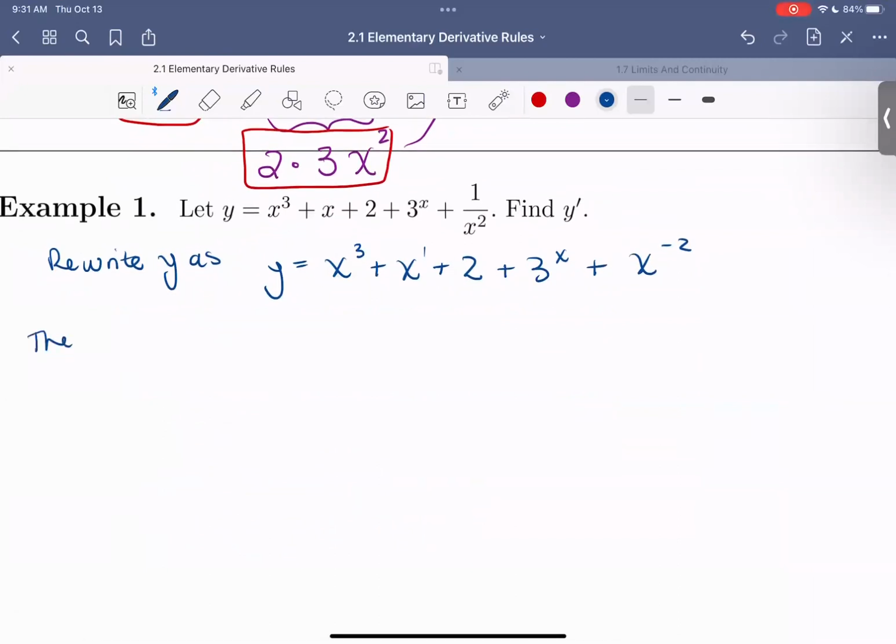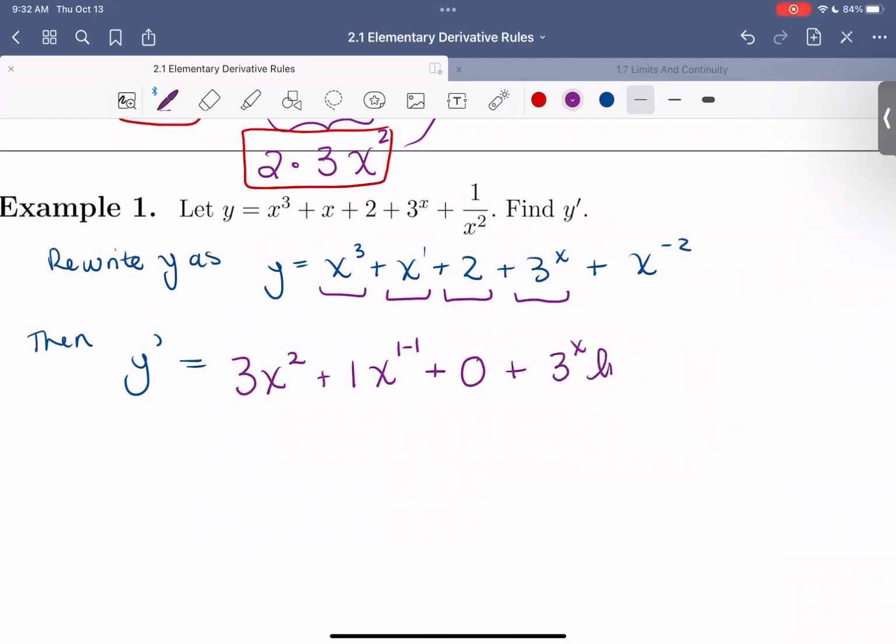Given this y, then y prime, the derivative, is going to be equal to, so this first term we use the power rule, 3x squared. The next term we use the power rule again, so the 1 comes down, x to the power of 1 minus 1, and we'll see what happens there in a bit, plus derivative of 2 is just a constant, so that's 0, plus derivative of 3 to the x, we use that exponential function rule. So we have 3 to the x times ln of 3. Plus, here we have another power function. So the negative 2 comes down, and we subtract 1 from the exponent.